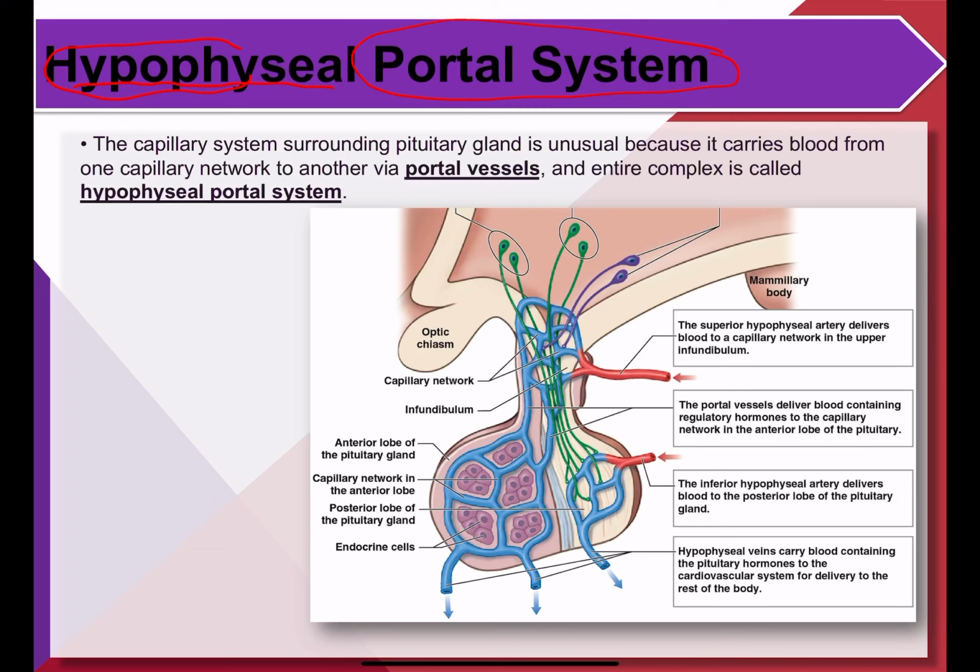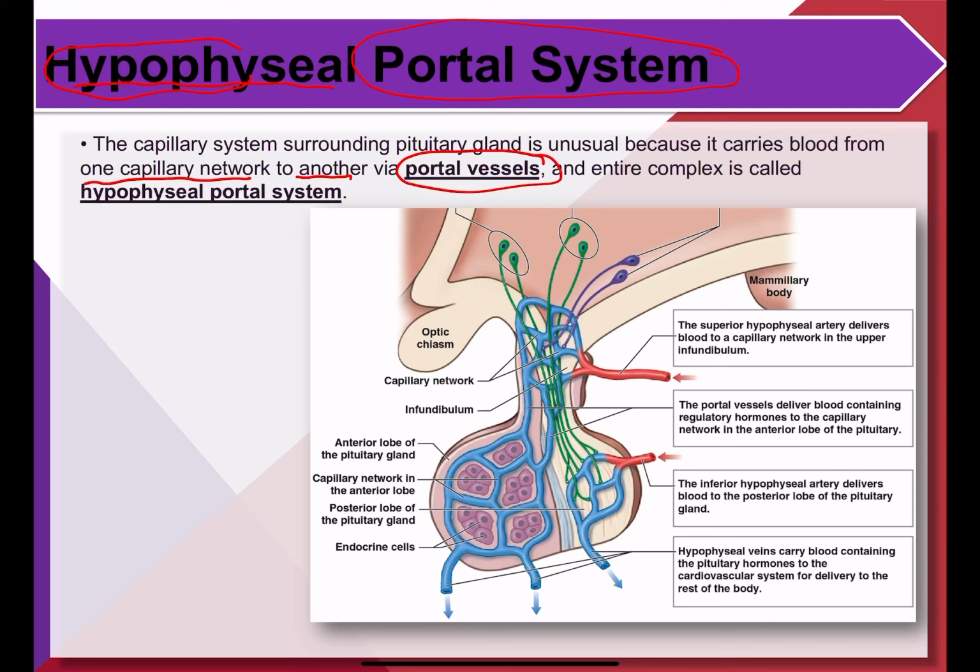So if you remember adenohypophysis is for the pituitary gland, then you will for sure know hypophyseal portal system. What is it we're referring to? Okay, it's got to be the pituitary gland. Why portal systems are unique is because they connect one capillary network to another capillary network via what's called portal vessels.